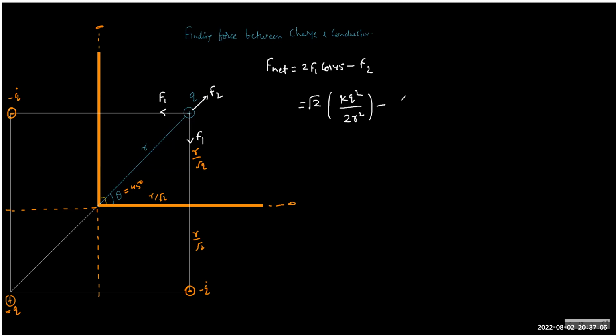And F2 is how much? KQ square by? It's also 2r whole square. So that would be 4r square. 4r square. So that is 4r square, and definitely our answer is eventually KQ square by r square into 1 by root 2 minus 1 by 4. So this is the net force.